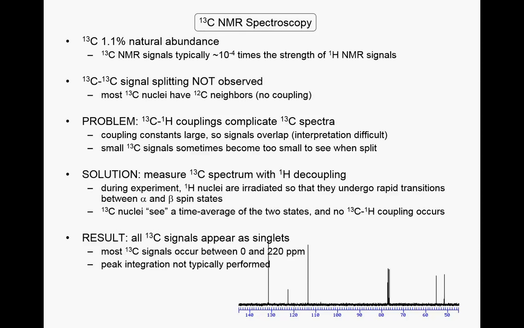A typical proton experiment you can do in 30 seconds or so. A typical carbon experiment might take you 10 to 15 minutes. So it just takes longer because the signal is so much more faint. But you can do it.